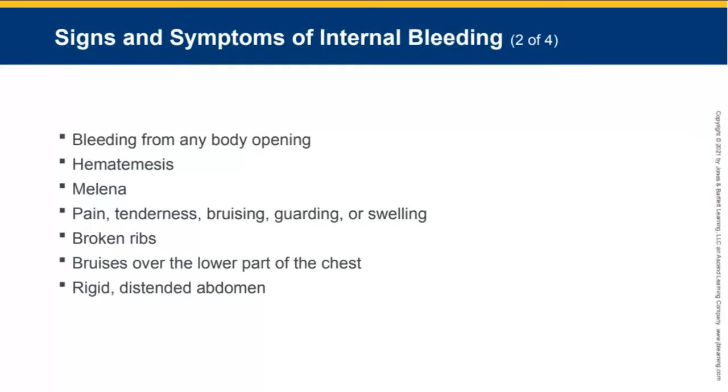Pain, tenderness, bruising, guarding, or swelling. Broken ribs. Bruises over the lower part of the chest. Rigid, distended abdomen. These are all signs and symptoms of internal bleeding.